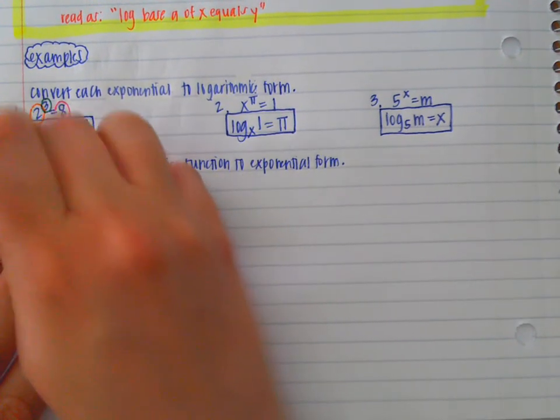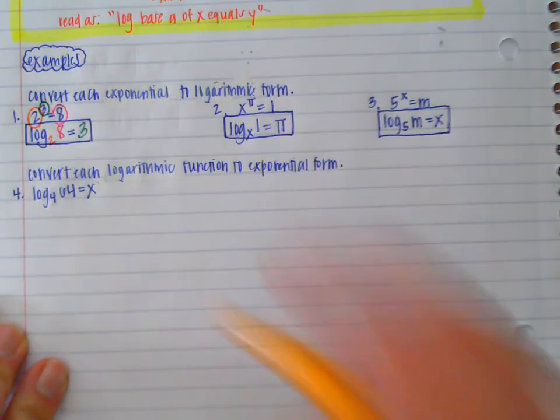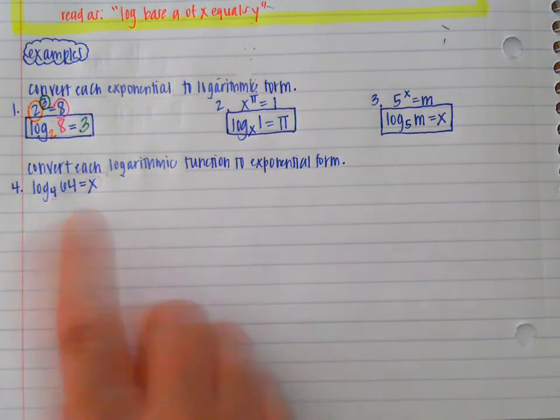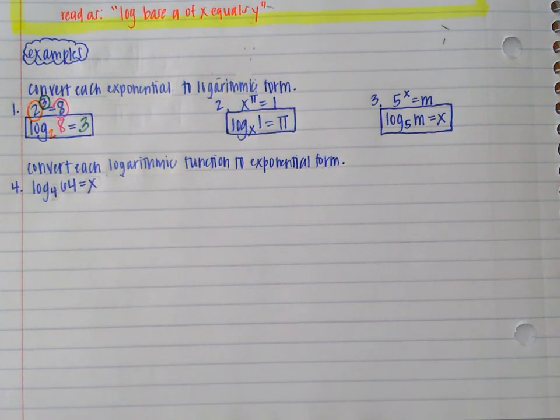If it doesn't, I don't know. Hopefully this other way works too. So I always think, okay, the base is 4. The base is always the same.